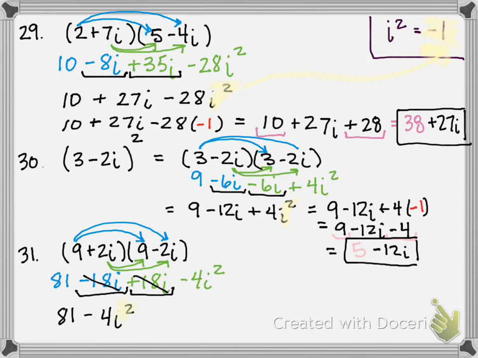And again, if you see an i squared there, you should fix it. So we have 81 minus 4 times, instead of i squared, we replace it with negative 1. We'll end up with 81, and negative 4 times negative 1 would be a plus 4. 81 plus 4 gives you 85.